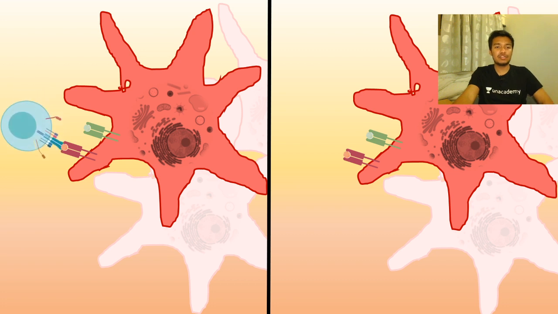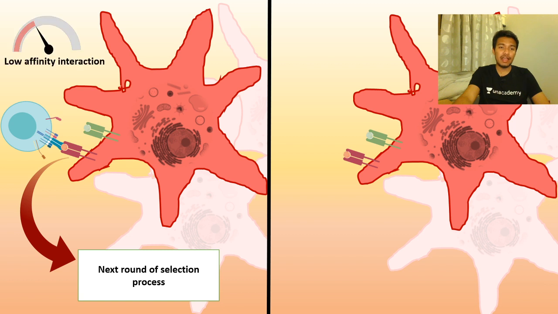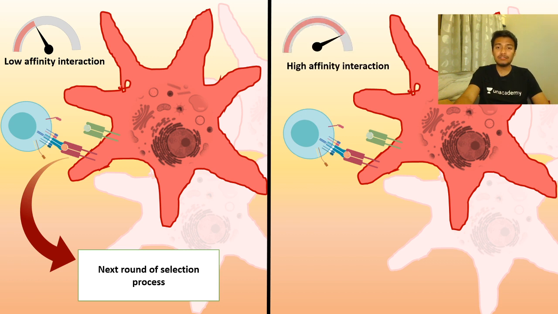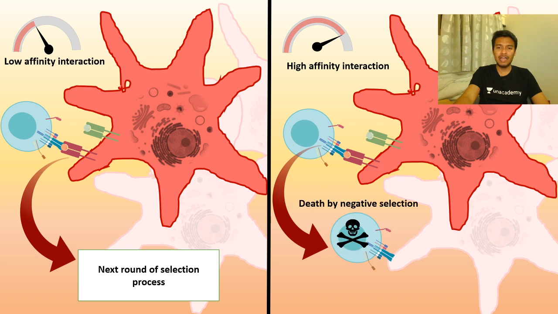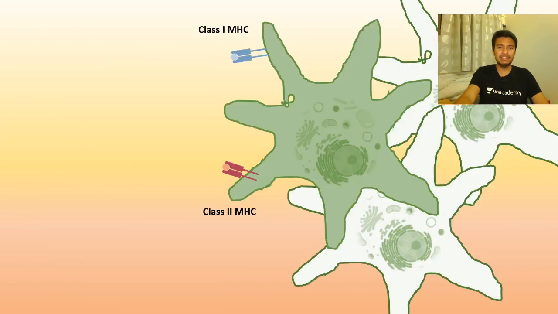Okay, so now we're going to talk about how these cells are going to interact with the thymic epithelial cells. One possibility is they interact with a low to moderate affinity. Then they would go to the next round of selection, which is the negative selection. But if they interact with a very high affinity, they would die. Okay, the next round is happening in the medulla. Inside the medulla, the cells would have both class 1 and class 2 MHC.